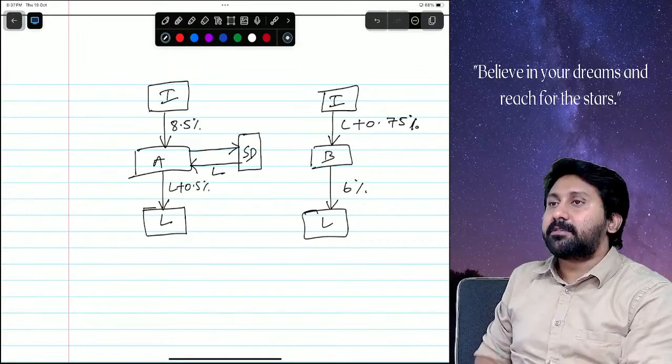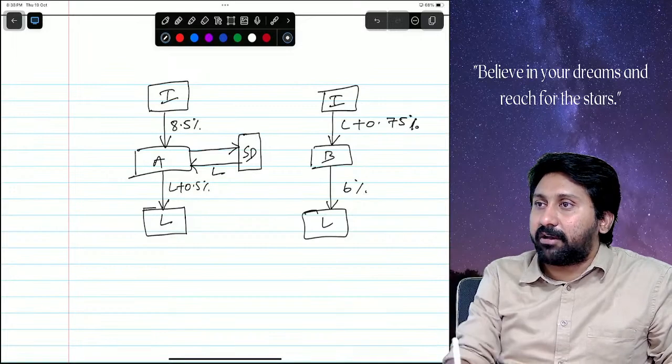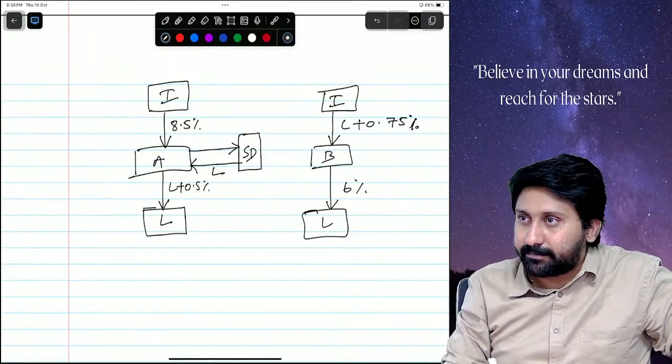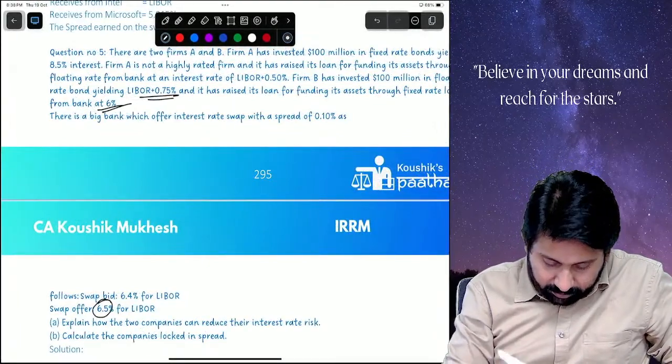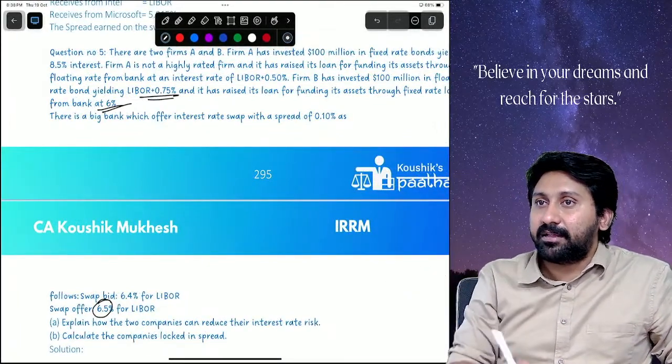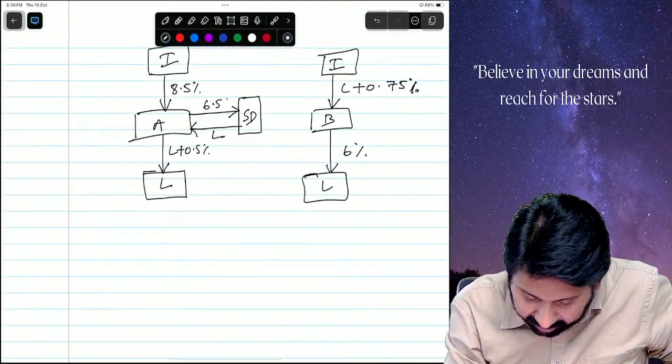Buy Libor. If you have to buy, the bank has to sell. Does the bank sell at a higher rate or a lower rate? Higher rate. See the rate, 6.4. The bank has to sell. You want to buy, the bank has to sell. What rate? 6.5. Write it down.